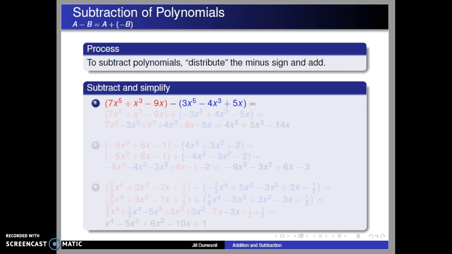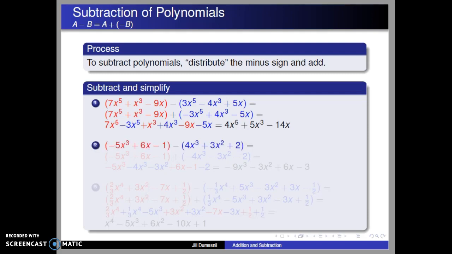We have a subtraction problem, so we distribute the minus sign and rearrange the terms to make collection of like terms easy. We put our x to the 5th terms together, our x cubed terms together, and our linear terms together. We get 4x to the 5th plus 5x cubed minus 14x.